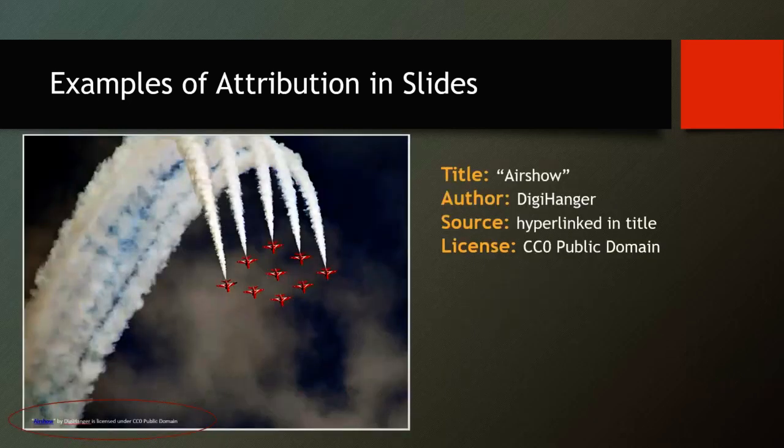Now here's another example of an image being used as a slide background. However, this is an example of what an attribution for a public domain image would look like. Now again, for public domain images, it's a good idea to include these attributions. So the attribution for this one is indicated here in the red circle. We still have the 4 components that we need. We have the title, the author, the source is hyperlinked in the title, and the license is CC0, which is public domain.